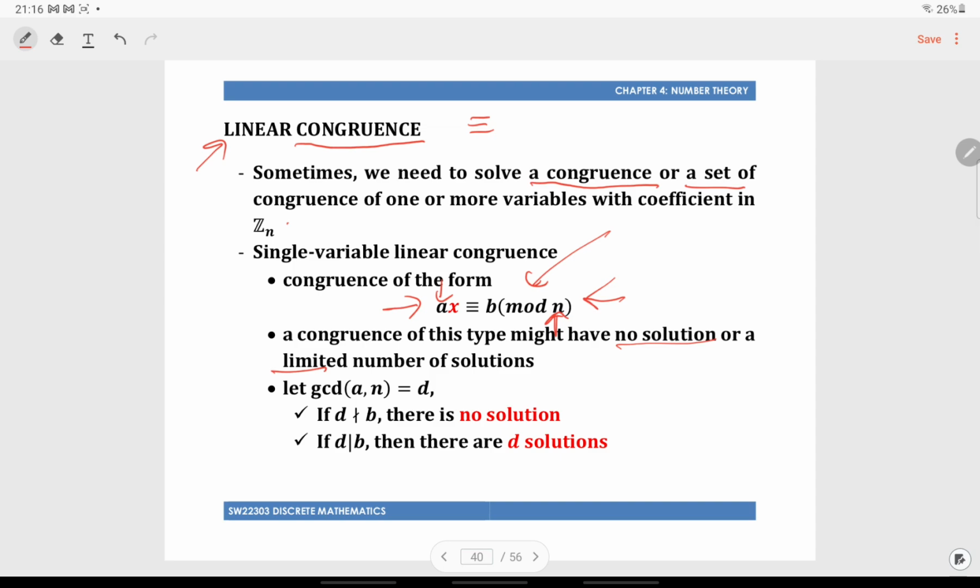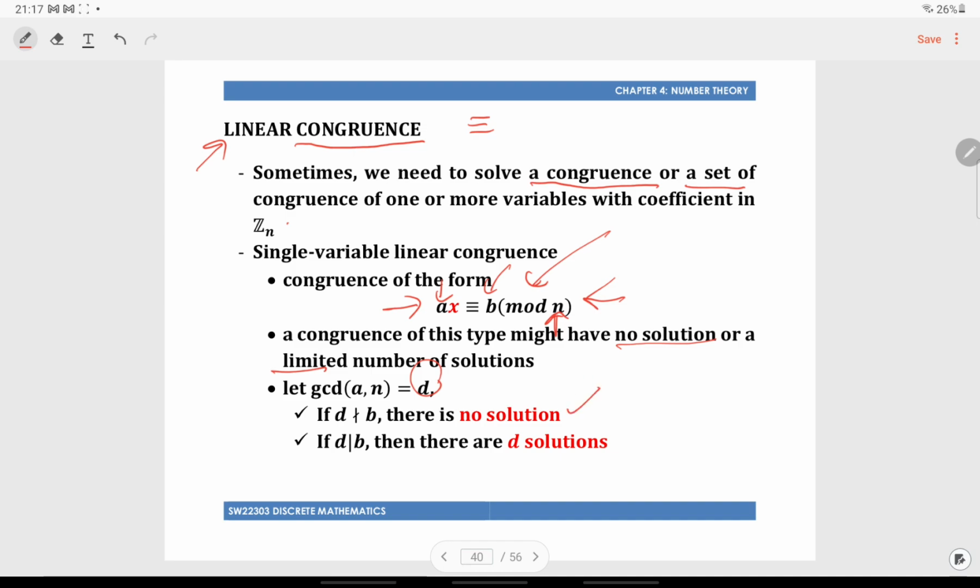Okay, of A and N. So to find the GCD, that means we need to use the Euclidean algorithm. So the GCD, let's say the GCD equal to D, so we check if D doesn't divide B. If we divide B by D, it is a non-integer value, so that means D doesn't divide B. So the conclusion is there is no solution for the given linear congruence.